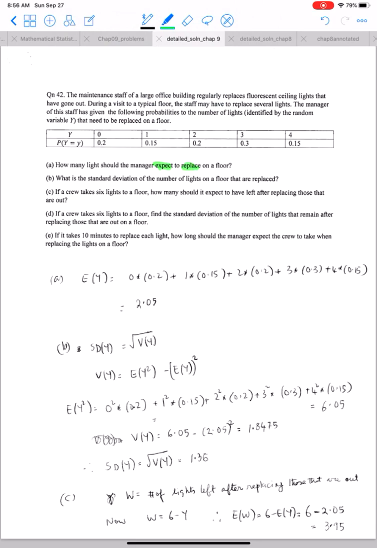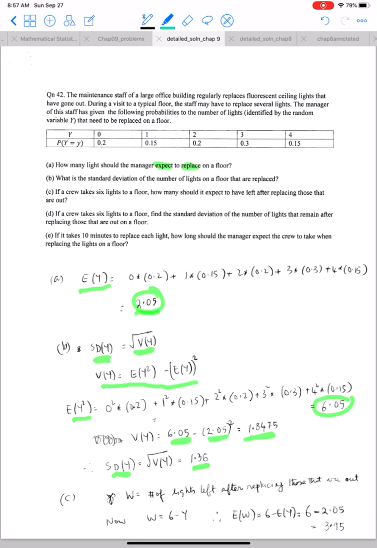The expected number of lights to be replaced, which is the expected value of y, is 2.25. What is the standard deviation of the random variable y? It is the square root of the variance, and this is how we calculate the variance. We find the expected value of y squared, which is 6.25. Find the mean, which is 2.25. Subtract 2.25 squared from 6.25, which gives me this number. Take the standard deviation, which is the square root of the variance, which is 1.36.